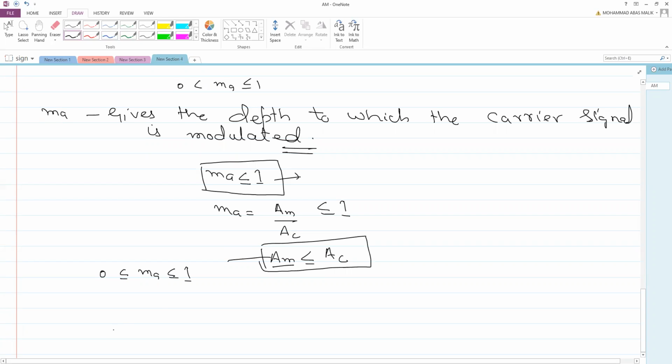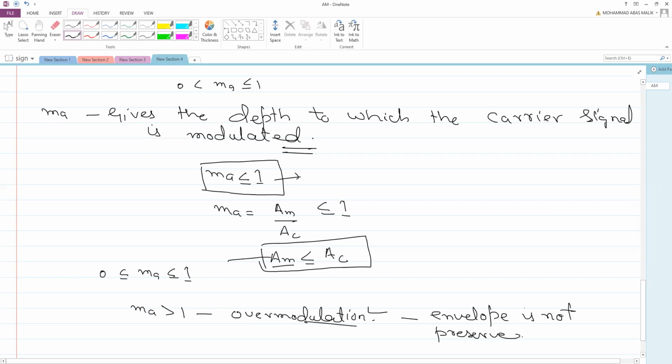Now, sometimes if MA is greater than 1, this is called overmodulation, and that leads to interference problems and other problems. In this case, your envelope is not preserved, and the message signal will get distorted, and you will have distortion.